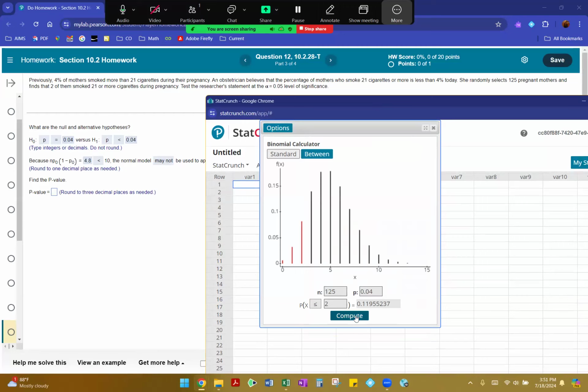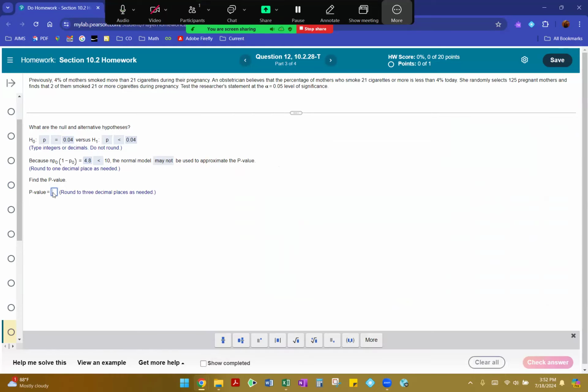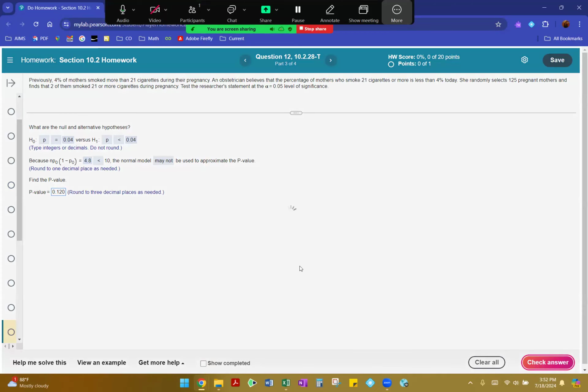And of course, you can see this is a left-tailed binomial distribution, right? So our p-value is coming out to be 0.11955, and they want us to round to 3 decimal places. So this will become 0.120.